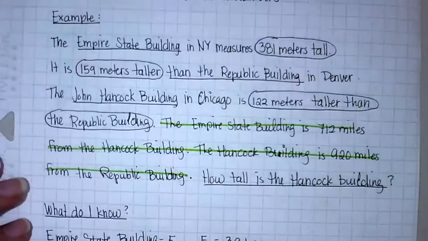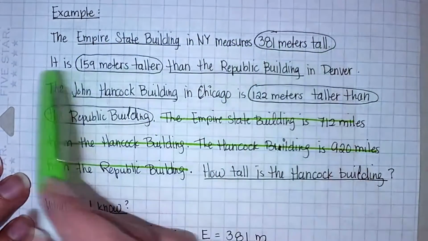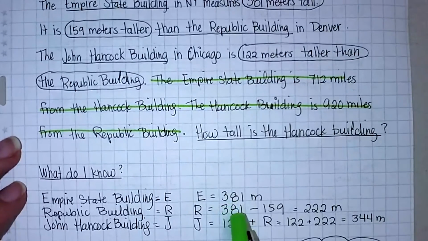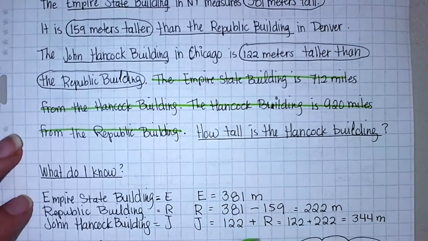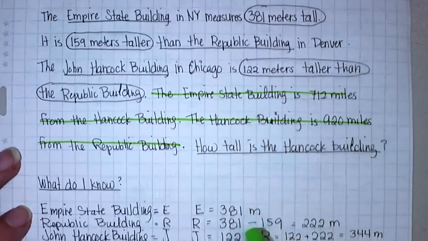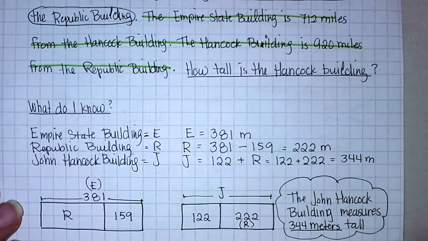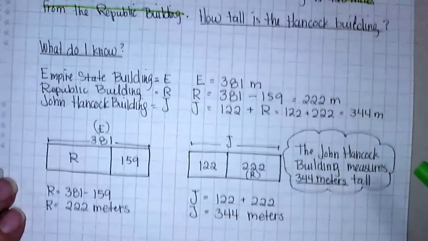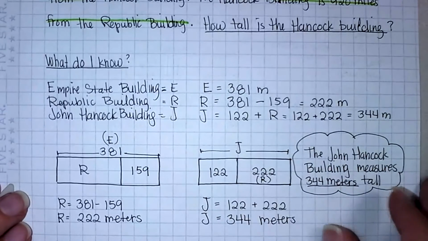So here we can go back to our question. You can see all of the information that we used. The Empire State Building was 381 meters tall. It's 159 taller than the Republic Building. And our John Hancock Building was 122 meters taller than the Republic Building. We wrote out our equations. We represented them using bar diagrams. We were able to show all of our work. We showed what the variables stood for, had equations for them, and we were able to solve our question.